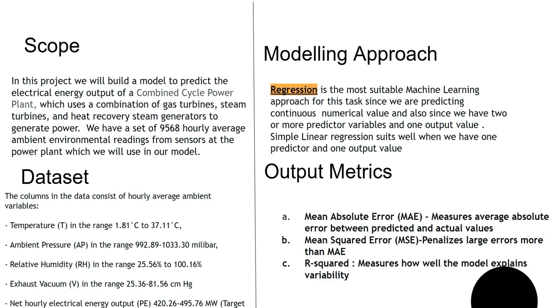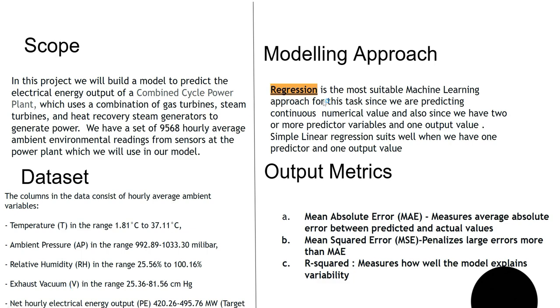So coming to the data set, the columns in the data set consist of hourly average ambient variables as quoted above. So we have temperature, which is depicted as T, ambient pressure depicted as AP, relative humidity depicted as RH, and exhaust vacuum depicted as V. And we have this net hourly electrical energy output, PE, which we are trying to predict. That's our prediction which we are trying to do.